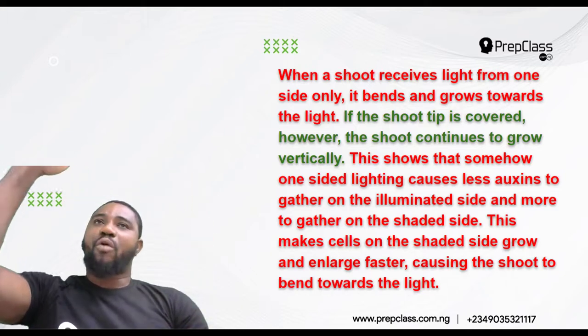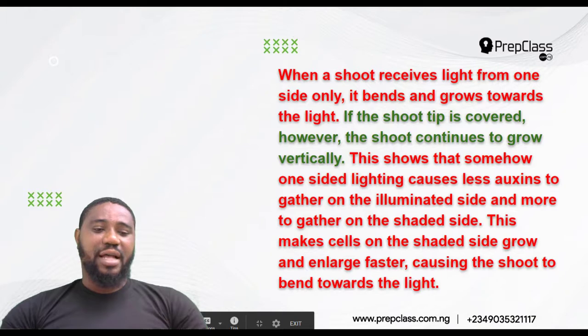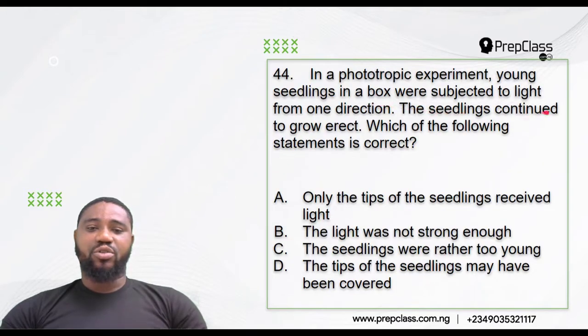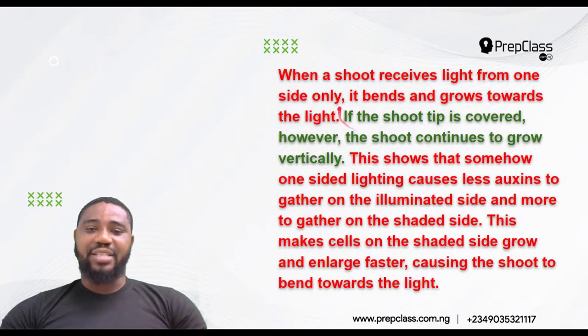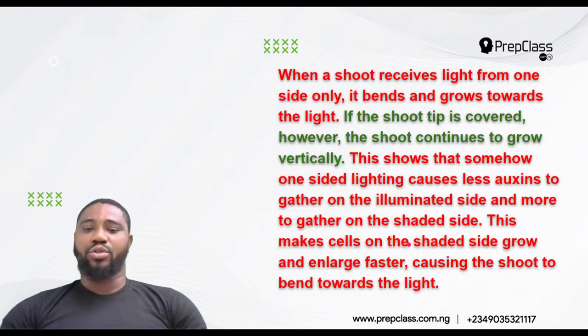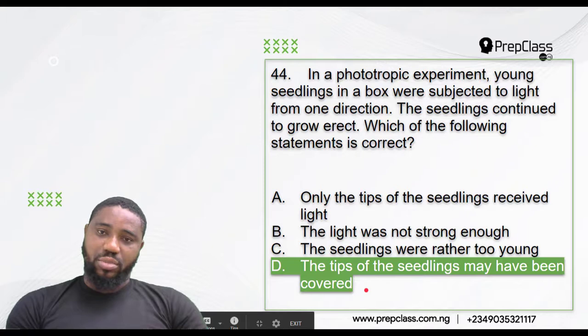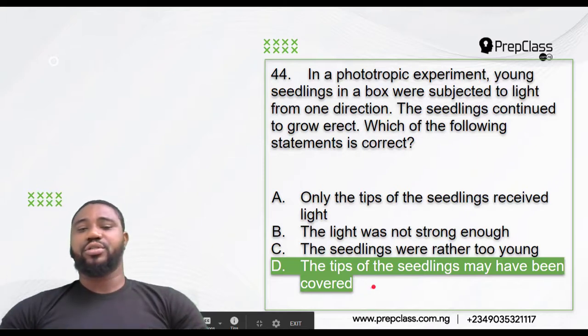But if you now cover the tip, what happens? The plant will grow straight. So they ask us why the seedlings continue to grow straight. The answer is that the shoot tip is covered. The shoot tip must have been covered to cause that plant to be growing straight. So the answer is the tips of the seedlings may have been covered. That's the only reason that will make the plants grow straight.